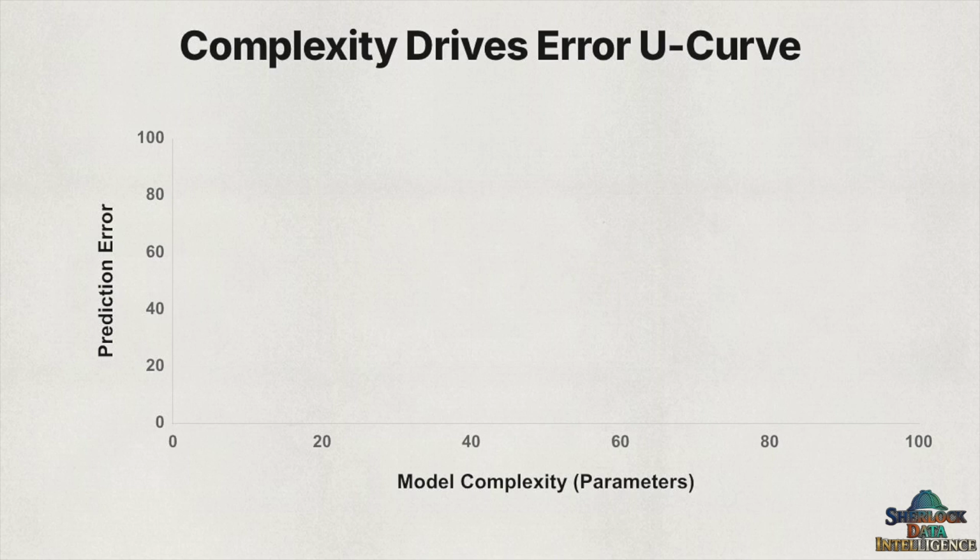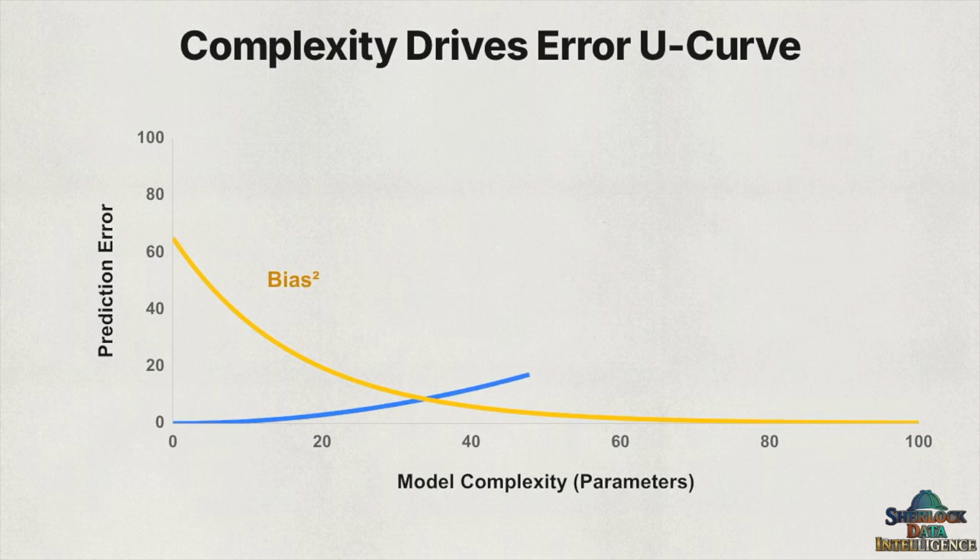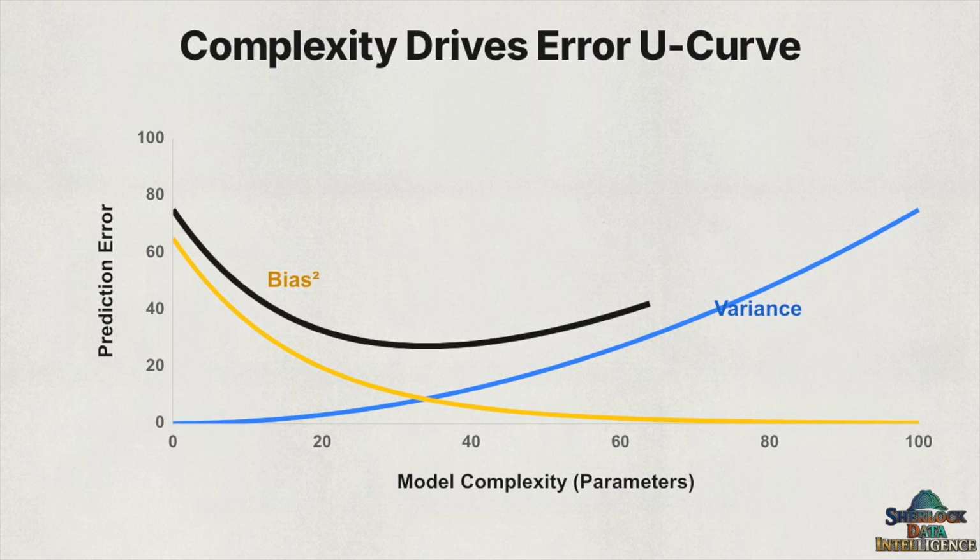Let's map it out. We'll put model complexity on the bottom axis and error on the vertical axis. As we increase complexity, the model becomes more flexible and less rigid. The bias drops significantly. But that flexibility comes at a cost. The model becomes overly sensitive to the training data, so the variance starts to shoot up. When you combine the dropping bias and the rising variance, you get the generalization error. It forms a distinct U-shaped curve.